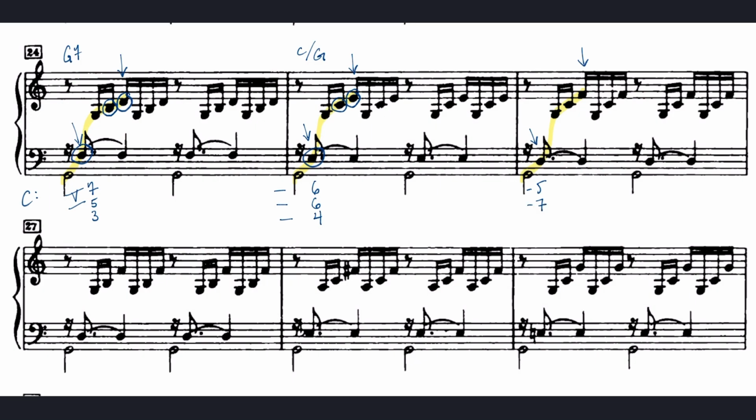Now, the reason that's kind of unusual is because typically when you're writing out figures, you want to write the highest figure on top and then progress downward. So in this case, we need to kind of swap places. So what I'm going to do is I'm just going to show the following.